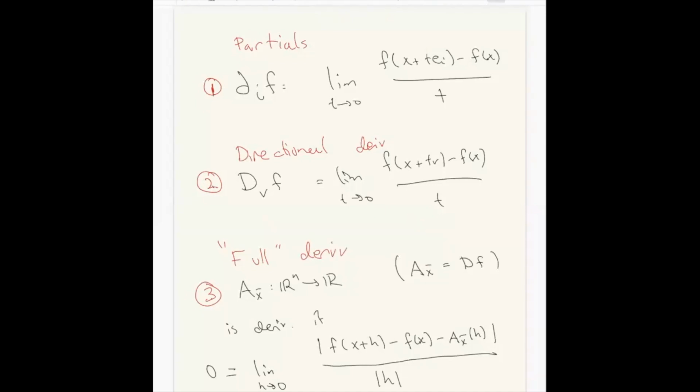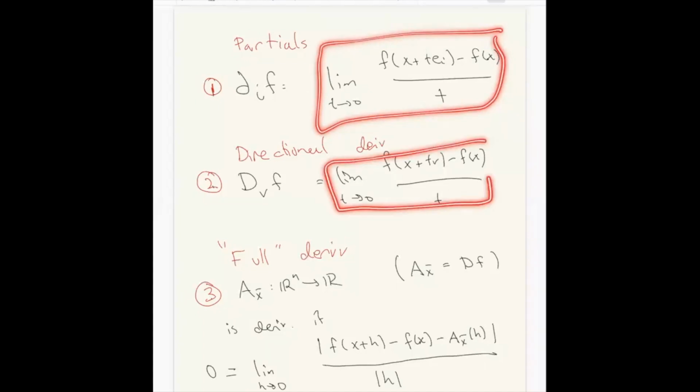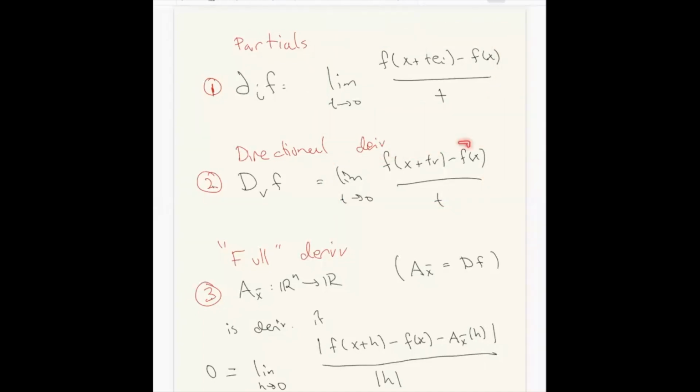Okay, and the partial derivative and directional derivative we can define as a limit. Either you're going in the coordinate directions, so you're adding t e_i, or you're going in the direction of some vector, so you're adding t times some vector. You're looking at the difference of the function divided by t.